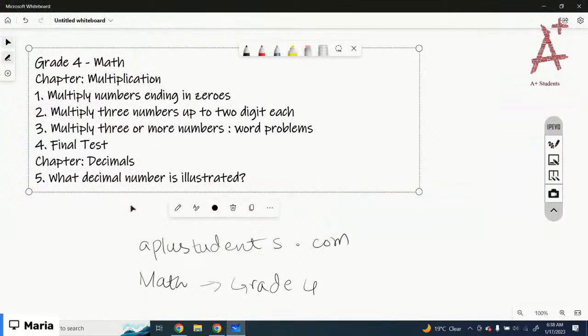So here is the list of the lessons we have covered today. We are working on the grade 4 maths. The chapter name is multiplication. And the lessons are multiply numbers ending in zeros, multiply three numbers up to 2 digits each, multiply three or more numbers word problems. Then we did the final test of the chapter. We have started the new chapter decimals, and the lesson we just covered is what decimal number is illustrated. Please make sure before the next session you complete all the test questions for the lessons we did today. Got it? If you have any question, you can ask. I am here to answer all your questions if you have any.